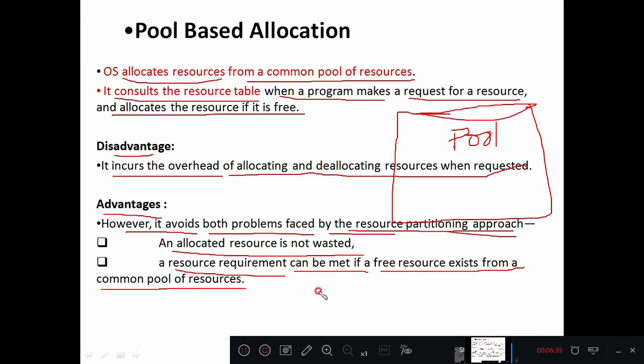So even if the user requests some more disks or some more monitors, it will consult the resource table, check the allocation status of that particular resource, consult the pool, and that resource will be allocated to the user program, right? So both the disadvantages of partition based allocation are overcome in pool based allocation. These are the two strategies which the operating system uses to allocate different resources to user programs.